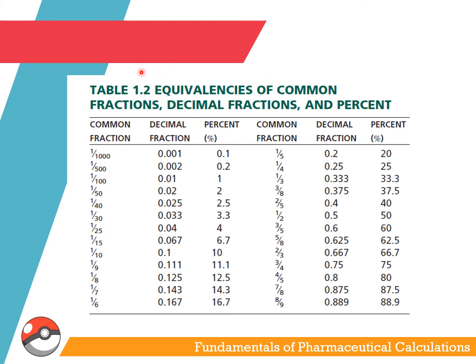So let's have an example. Let's have 1 over 10. So 1 over 10 is a common fraction. If you convert it to decimal fraction, you simply divide 1 by 10 and you get 0.1. And if you want to further convert it to percent, you only need to multiply it by 100. So 0.1 times 100 is equal to 10%. So you can do this for any fraction, or decimal fraction, or percent.